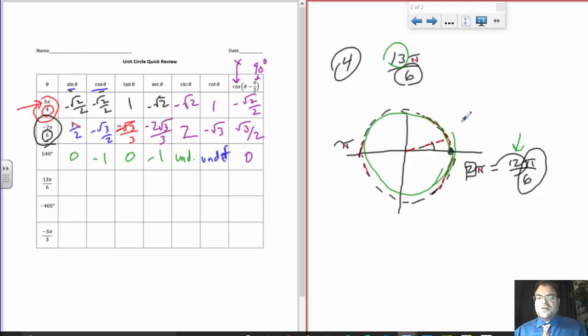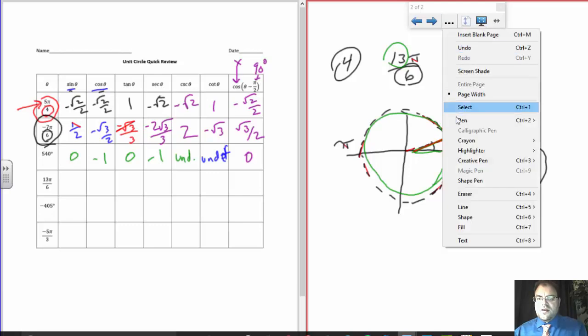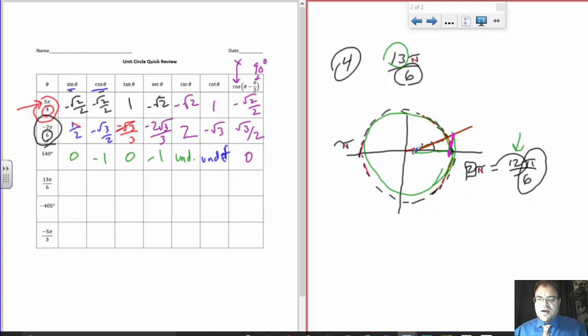So this is what I'm looking at here. Let's put it in a different color so you can see. That's where I'm going to stop. I'm going to stop on this particular line, because I've actually measured this angle all the way around and back. Here's 12 pi over 6. I just had to go a little further. How much further did I go?